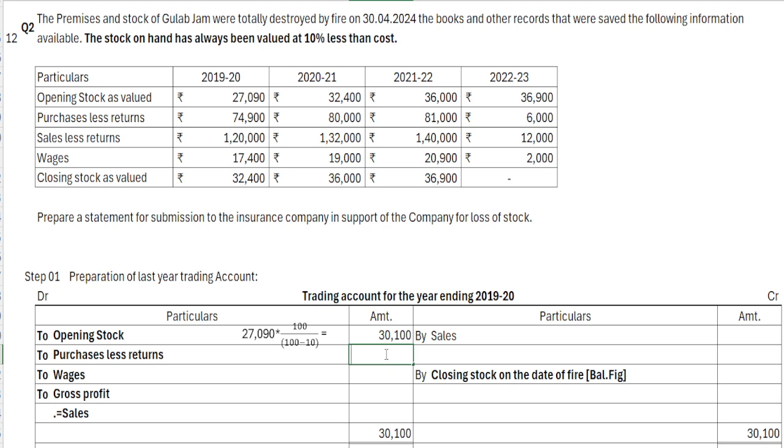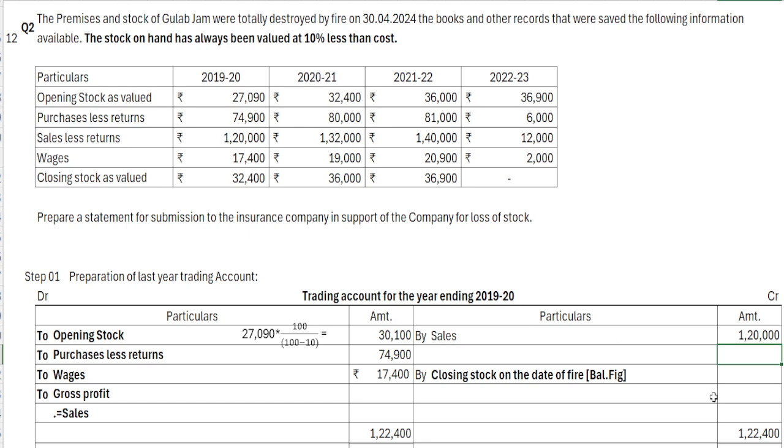Then purchases less returns is 74,900. Wages 17,400. Then sales is 1,20,000. So this is also taken.